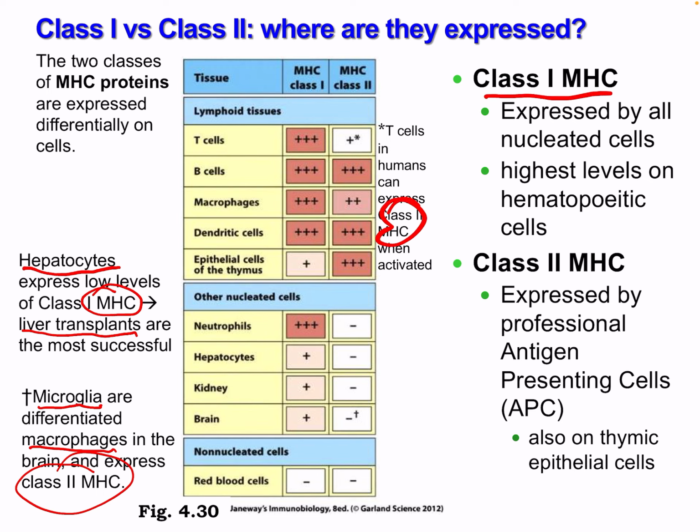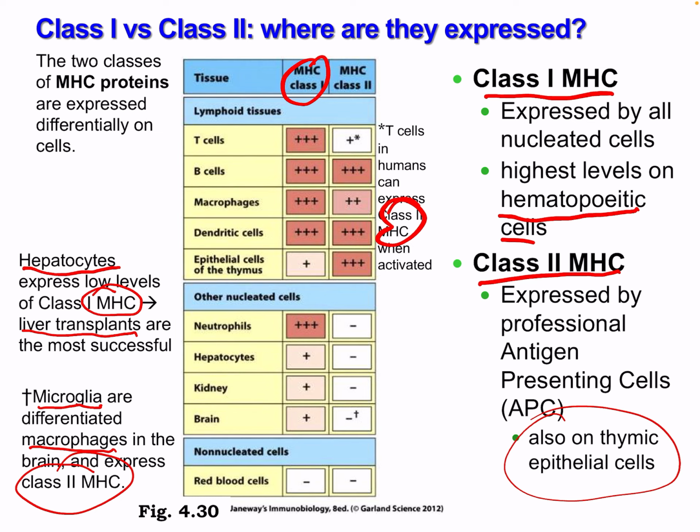Class 1 MHC is expressed on all nucleated cells, and the highest levels are seen in hematopoietic stem cells. Class 2 MHC is expressed by antigen-presenting cells, and also on thymic epithelial cells. So here's a really good summary figure. The darker the color and the more positive signs, the more expression.